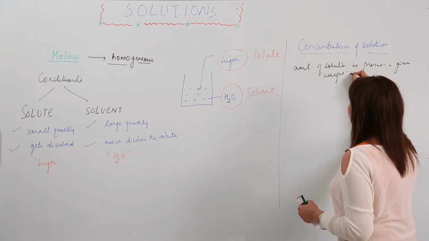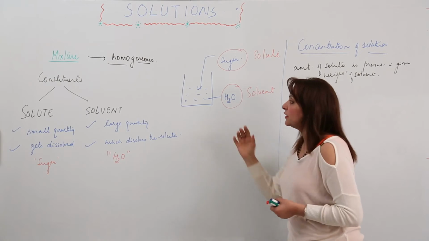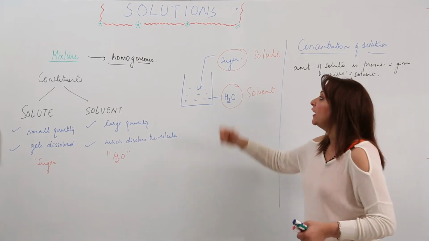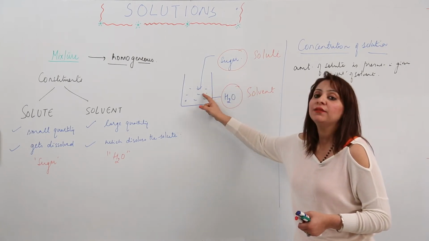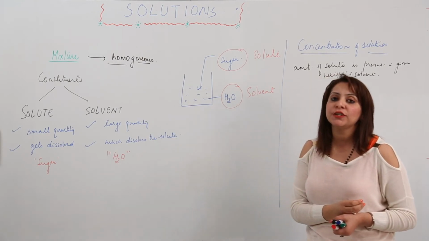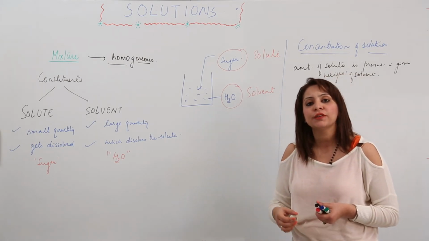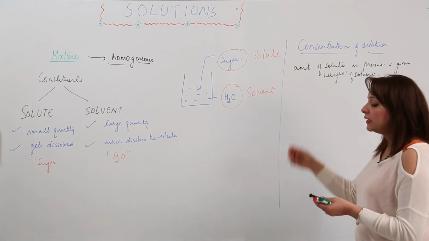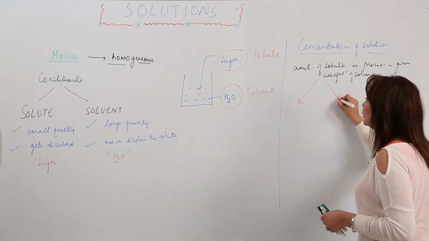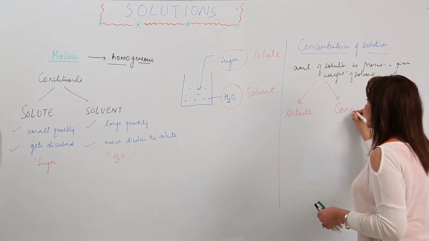See, if I ask you what is the concentration of this solution, I mean how much sugar is present in a given weight of water. So if somebody asks you the concentration of any solution, it means how much solute you have dissolved in the given weight of the solvent. On the basis of concentration, the solution comes out to be of two types: one is a dilute solution and the other is a concentrated solution.